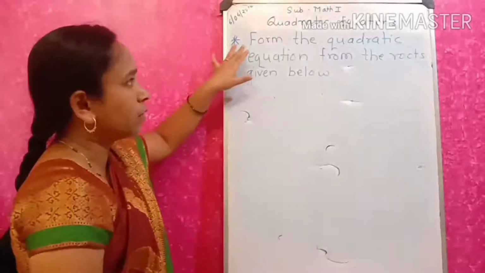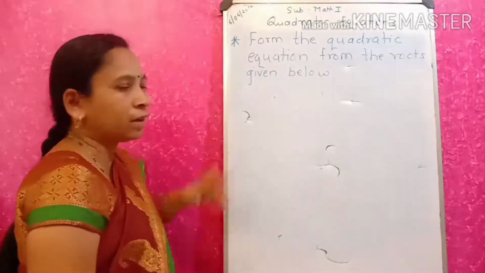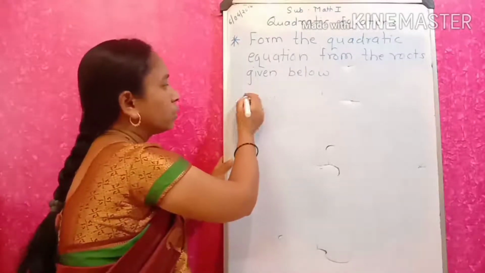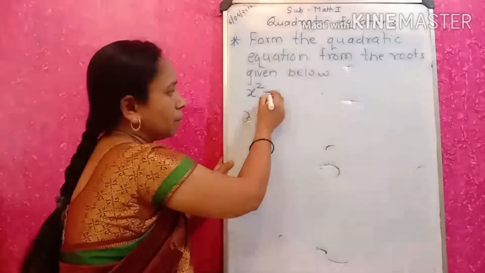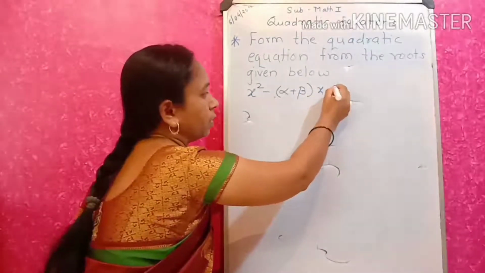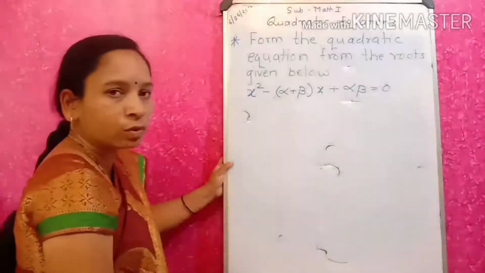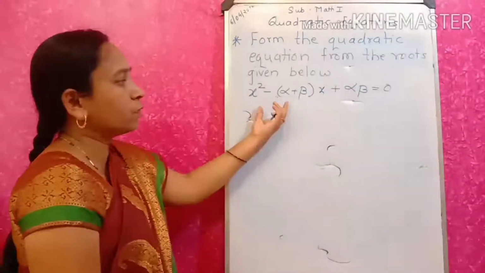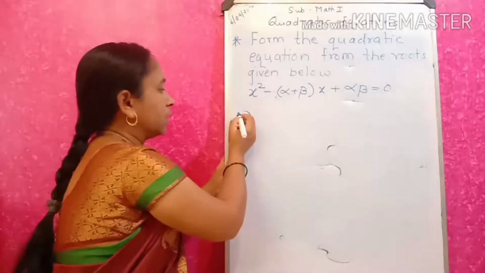Now the next part: form the quadratic equation from the roots given below. Means you will find the 2 roots alpha and beta and you have to form the equation. So to get the quadratic equation, we have the equation x square minus (alpha plus beta) into x plus alpha into beta is equal to 0. If you have the 2 roots, you can find the sum of the roots and the product of the roots, and you will put those values in this equation. You will get the required quadratic equation. Now we'll see the example.